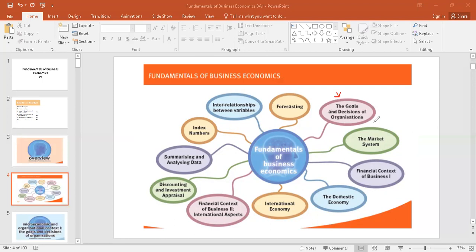As we proceed further, we understand the market system, the financial market system. What is the financial market composed of? What aspects are part of the entire financial market system? We will look into that. Then the financial context of business, the domestic economy, and the international.